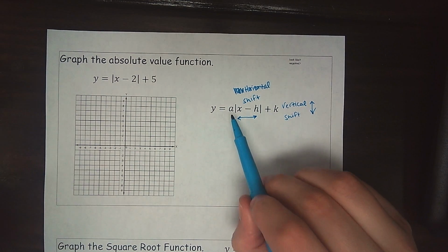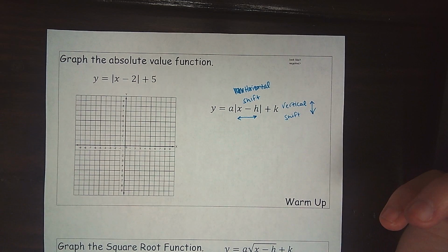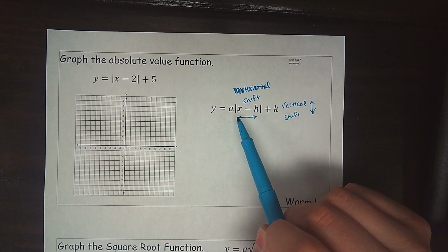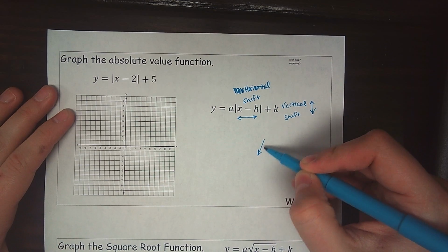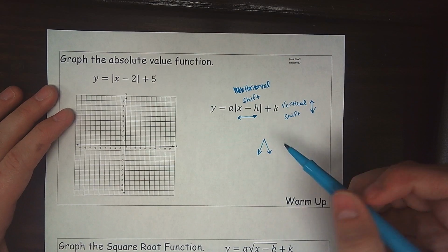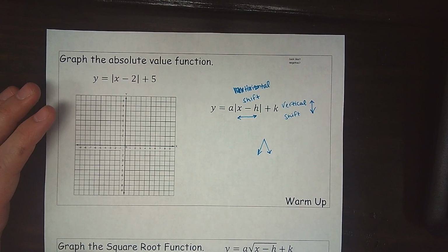All right, and then A was what we called our multiplier. And remember, if that multiplier, that A value, was negative, that's where it would flip the whole thing upside down. So we'd have an upside down V. That was when our A value was negative. All right, so let's go ahead and graph this bad boy then.